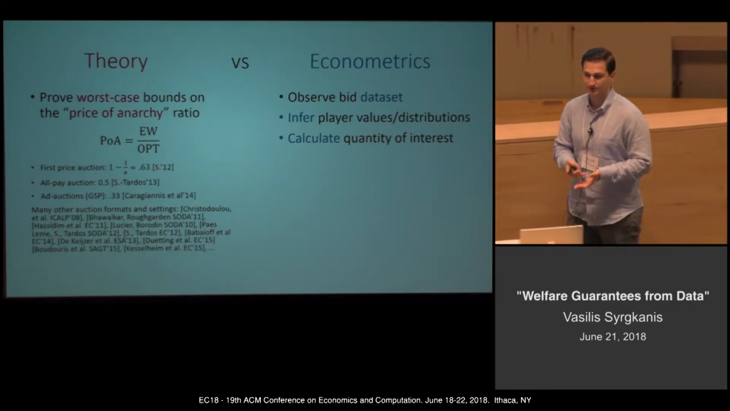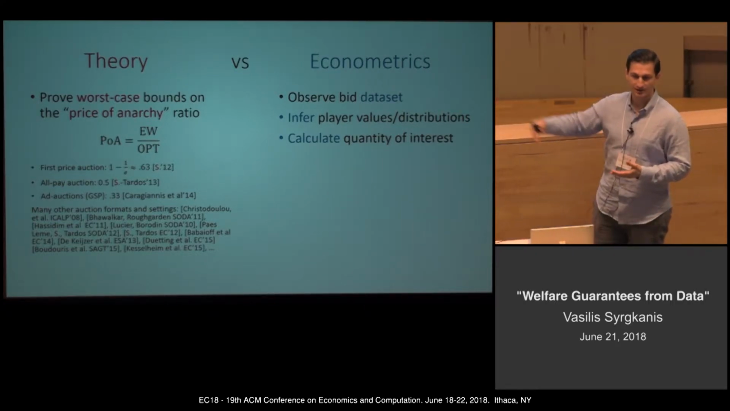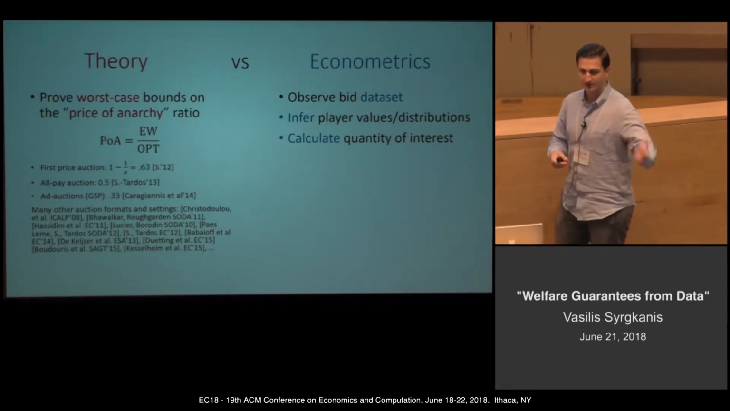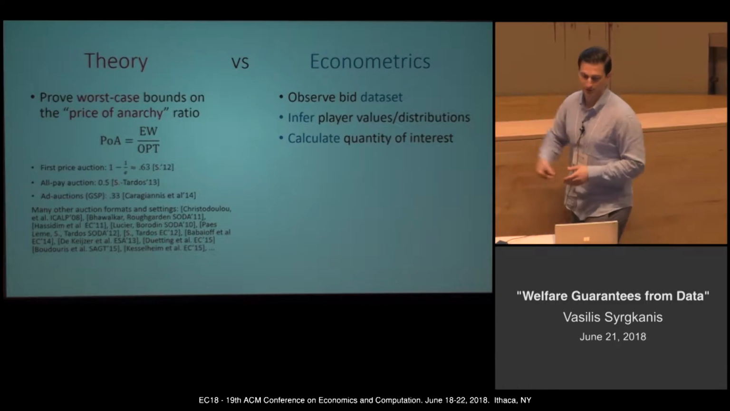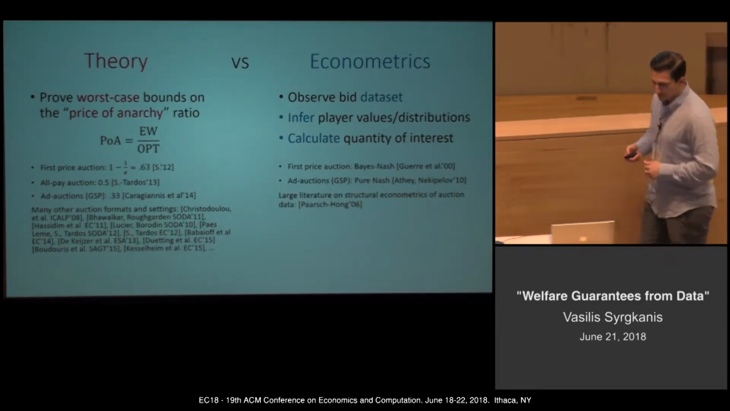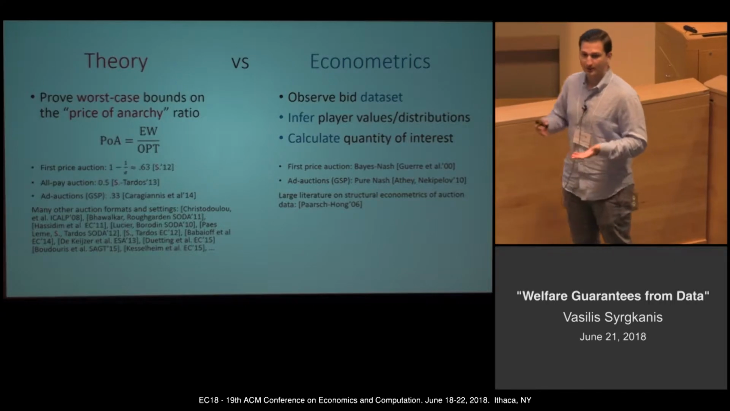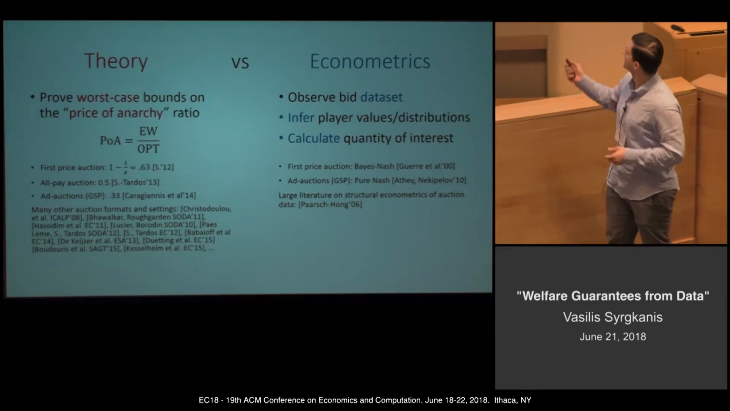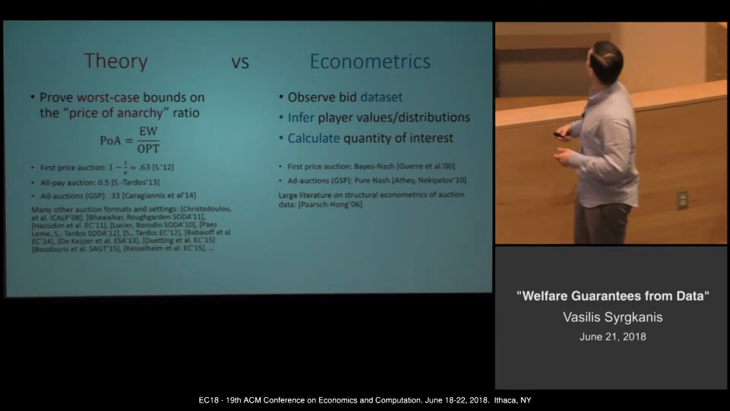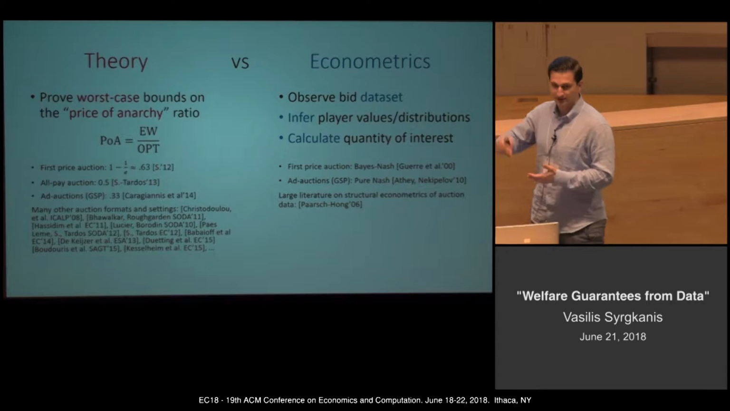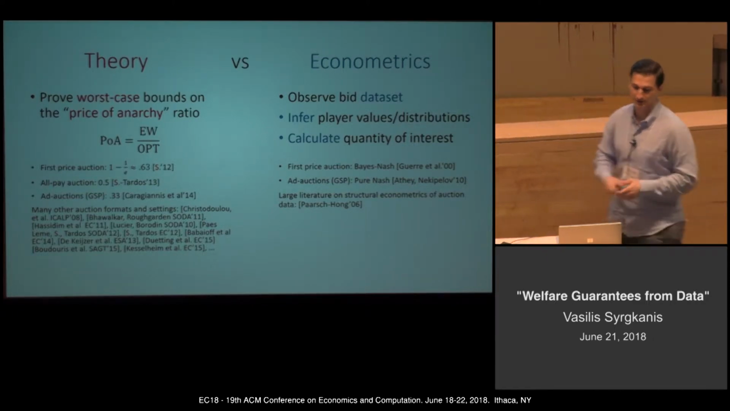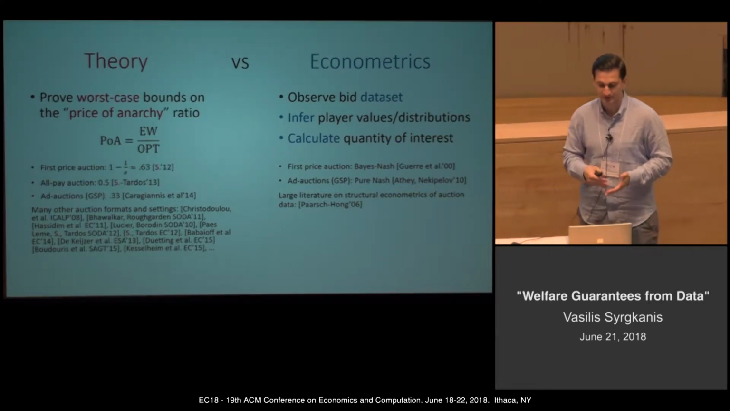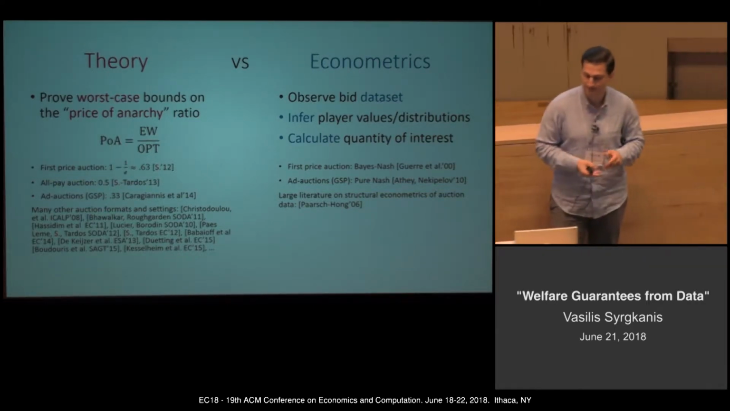Once you have the underlying value distribution, you can go and calculate the quantity of interest that you want to estimate, which, for example, could be the ratio of the expected welfare at the current equilibrium as compared to the optimal welfare. And so there's also a lot of work in econometrics on understanding the structural econometrics of auction settings and non-truthful auctions. For example, there is a very famous paper by Paarsch and Hong that analyzes this inversion going from bids to values in the setting of a first price auction. And there's also a lot of work addressing ad auction settings like the generalized second price auction.